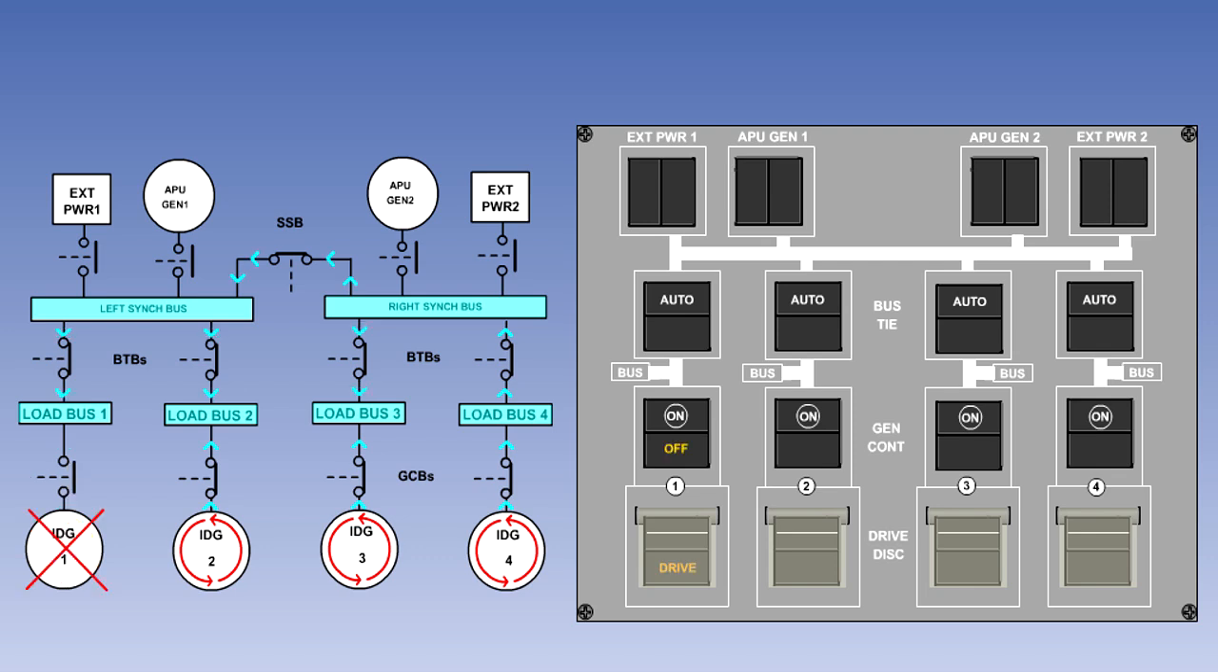In the event of a fault on an individual generator or an engine failure, the associated GCB will automatically open and the other in-parallel generators will carry the load with no loss of supply.